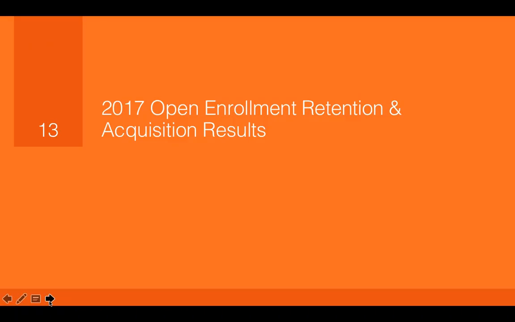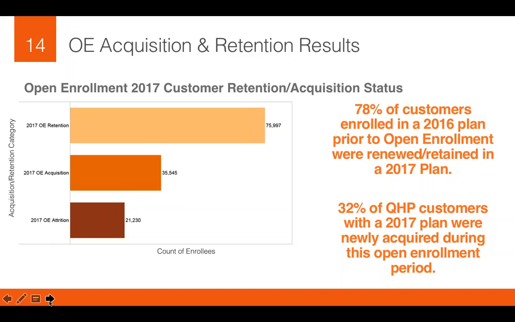Given the OE challenges we discussed earlier, we wanted to take a few minutes to focus in on the acquisition, the retention, and the churn that we've seen over the last 3 months. So on slide 14, what you'll see is the 3 segments we've tracked since the start of open enrollment for 2017. The first category is retention, which is defined as customers who enrolled in a 2016 policy prior to the start of open enrollment, and then they renewed into a 2017 plan, so they're essentially retained.